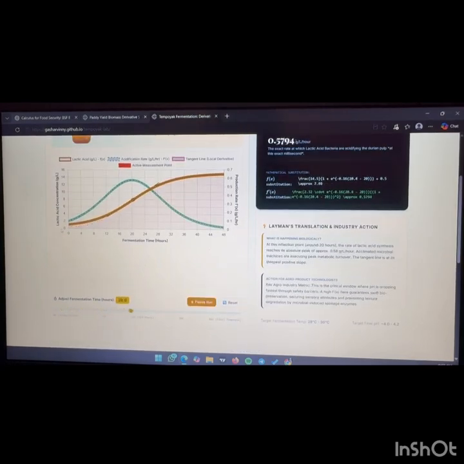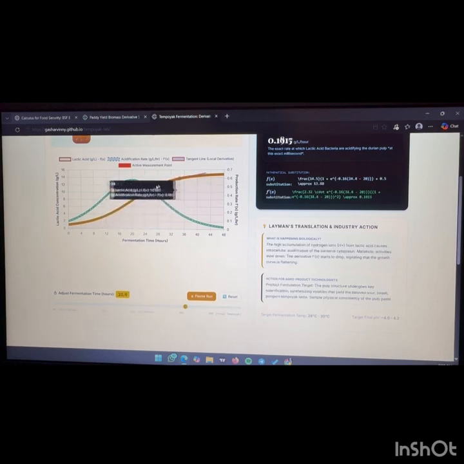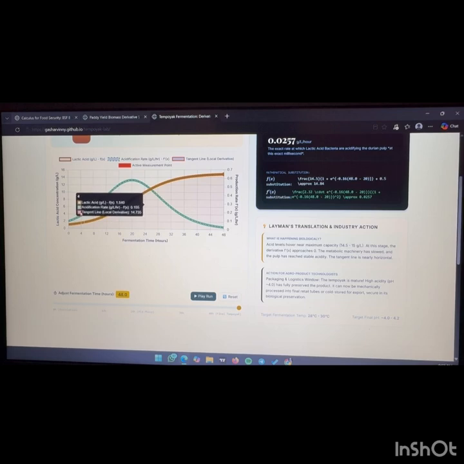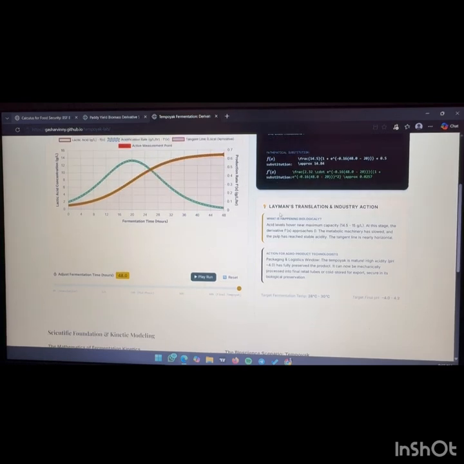So when this lactic acid program increases, the acidification rate will increase until it comes to the optimal stage, and then it will decrease. So basically, we have the layman's translation and industrial action. So what is happening biologically? Basically, acid levels hover near maximum capacity, which is around 14.5 to 15 gram per liter.